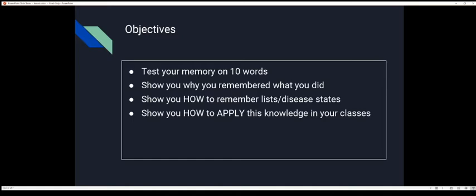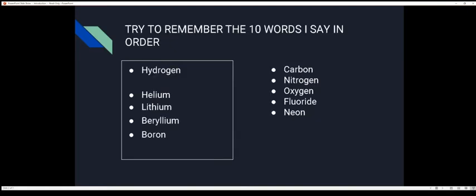But we have four main objectives, though. We're gonna test your memory on 10 words, not 4 words. Show you why you remember what you did. Show you how to remember lists, which is a lot of lists in med school and pharmacy school, and disease states. And show you how to apply this knowledge to your classes, like psychology, which I'm actually doing now. That's really important. Yes, it is. So let's get into it.